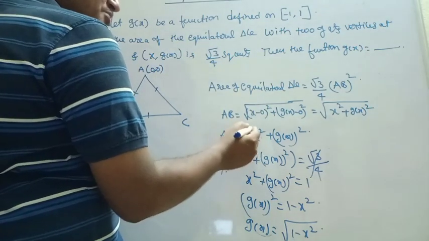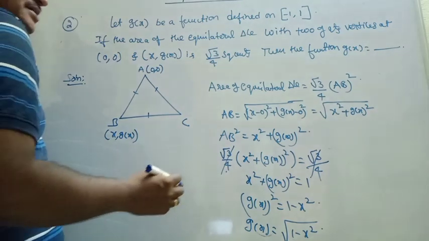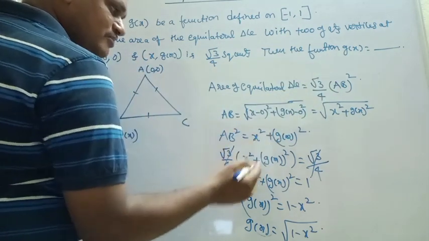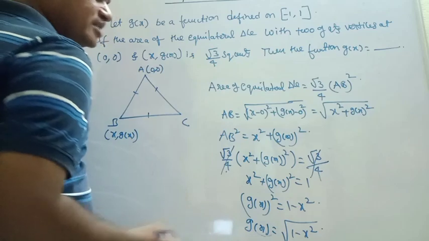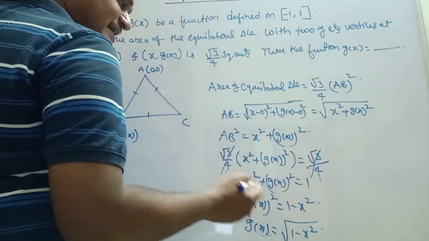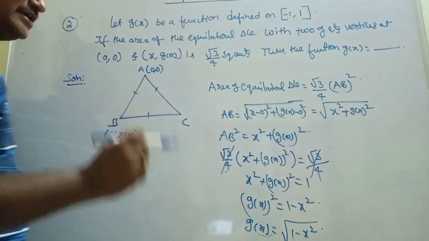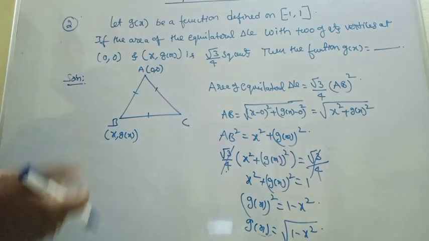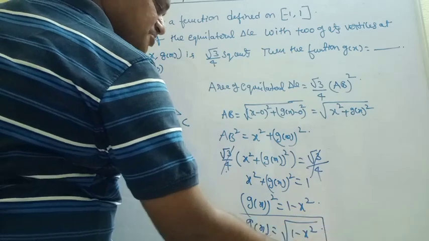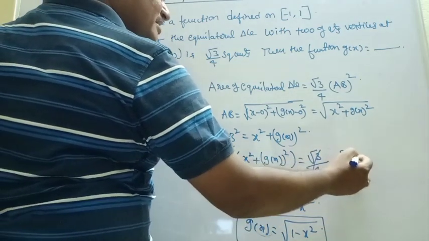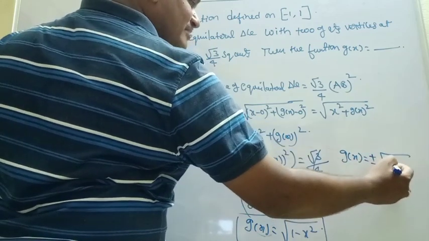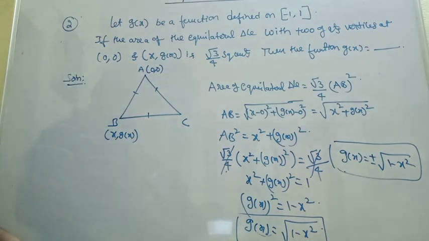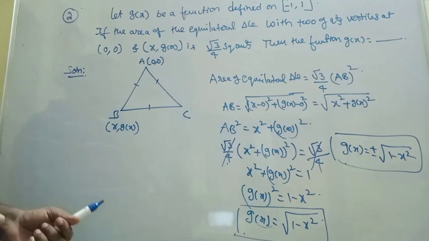Squaring on both sides, we get x square plus g of x whole square. The area of the equilateral triangle is root 3 by 4 AB square, and AB square is x square plus g of x whole square. That is given as root 3 by 4. Root 3 by 4 cancels, so x square plus g of x whole square is equal to 1. Now g of x whole square equals 1 minus x square, and g of x equals root over 1 minus x square. Sometimes we can also say g of x is plus or minus root over 1 minus x square. In this way we get the g of x function.